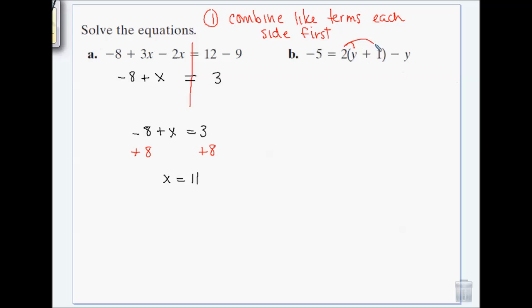Here I've got distribution to do first. So this side's not going to change, that's just -5, it's by itself. So 2 times y and 2 times 1, and then this minus y. 2y minus y is y. And I can either pick this 2 up and move it to the other side, in which case it would be negative, or I can subtract it from both sides. And I get -7 is equal to y.